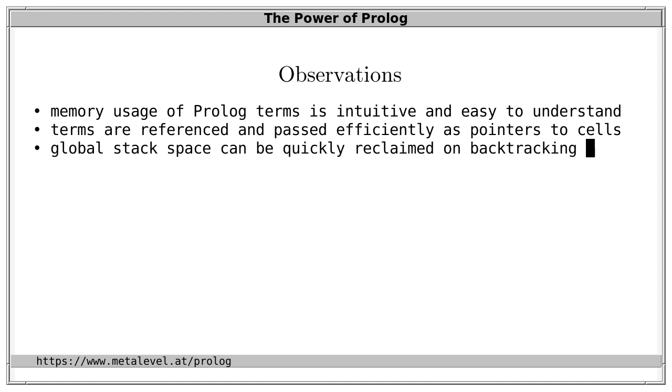And also, global stack space can be quickly reclaimed on backtracking, because we only need to keep track of the previous top of the heap and restore it on backtracking, so that everything that's accumulated on the heap can be forgotten and the memory can be reclaimed. And that's of course also very nice, because this somewhat reduces the importance of garbage collection. That's why, for example, Prolog is useful even though it doesn't yet have a garbage collector, because on backtracking, memory is efficiently reclaimed, also without a garbage collector.